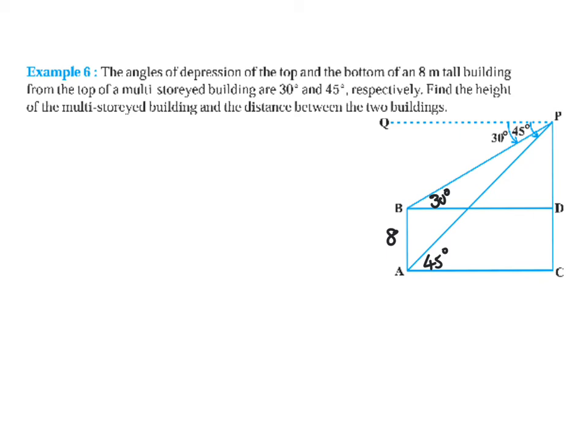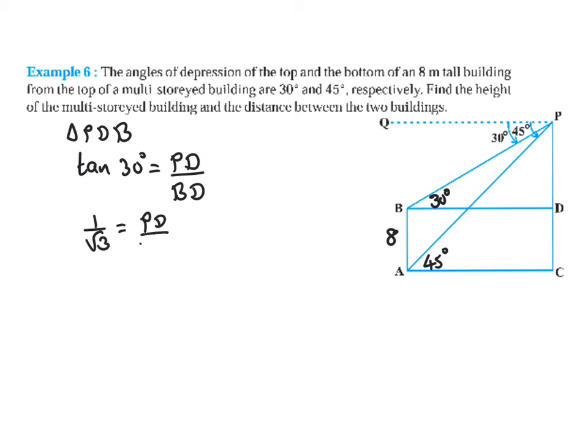So let's deal with the triangle PDB. Now if we take tan 30 degrees, it is going to be equal to the opposite side, which is PD, over the adjacent side, which is BD. Now what is tan 30? It's 1 over root 3. So 1 over root 3 is going to be equal to PD over BD, which implies that BD is equal to PD times root 3. So we have one part of it.